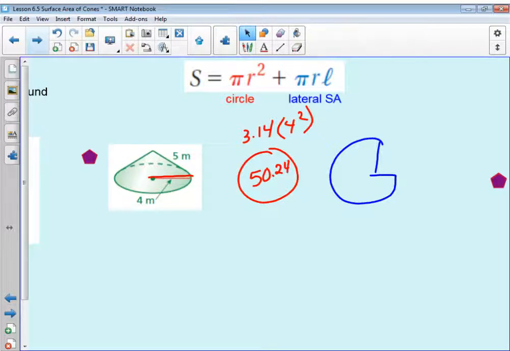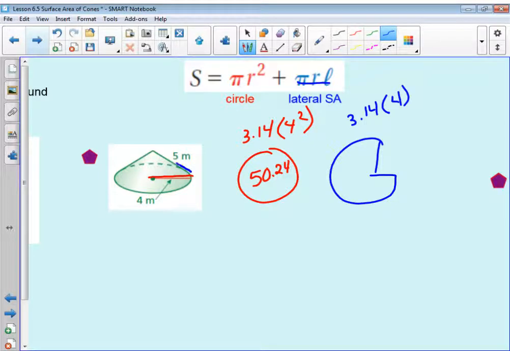Okay, so my formula for my lateral surface area is right here. So we're going to do pi, 3.14, times our radius, which was 4, times our slant height. Here's our slant height, which is 5. Okay, so 3.14 times 5 times 4 times 5, which is 20, gives me 62.8.